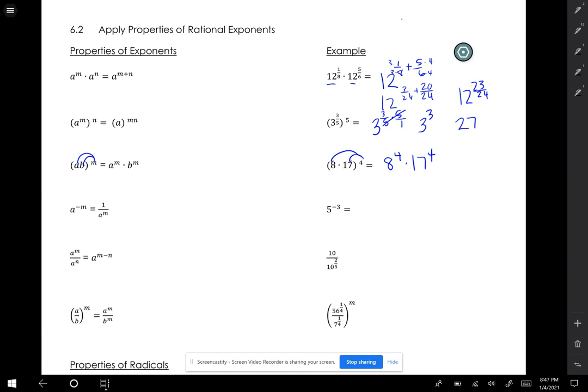Now, the next property is if you have a negative exponent, you can make it positive by moving it to the opposite floor of a fraction. Okay. So for 5 to the negative 3rd power, if we want to make that a positive, we need to put it over 1. So 1 over 5 cubed. So notice that the 3 became positive, and this becomes 1 over 125.